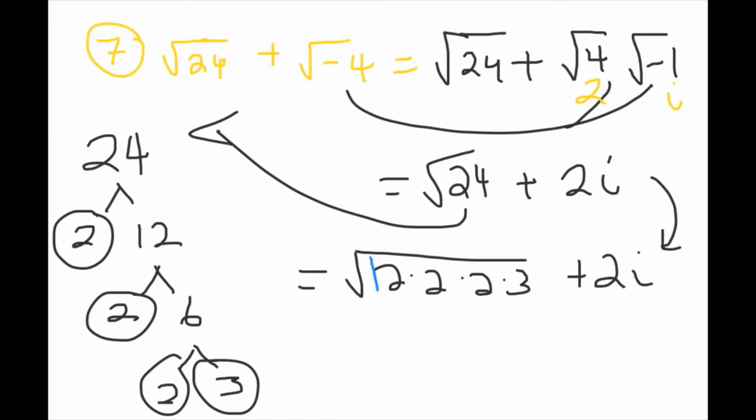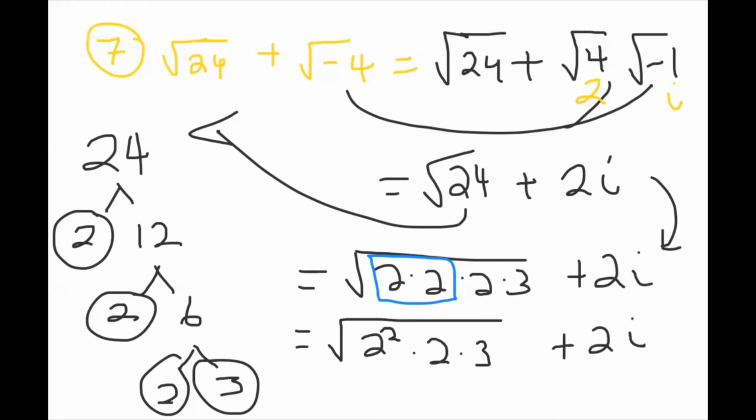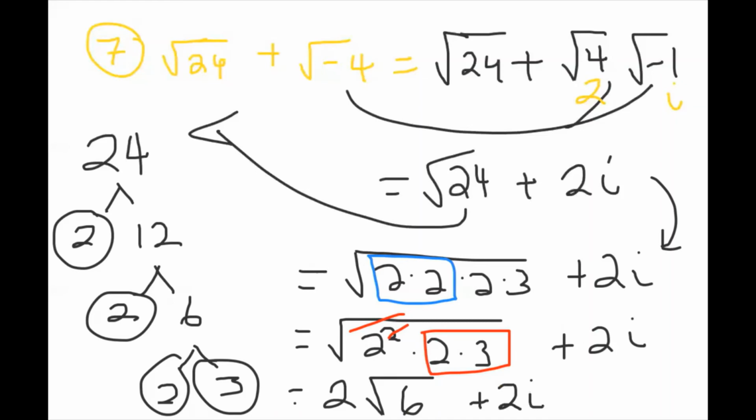I'm making pairs, since squares and square roots cancel, so I'm looking for a square pair. So I've got 2 squared times 2 times 3, plus 2i out here. The square and the square root cancel just for this 2, so I can pull a 2 out onto the outside. The other 2 and the 3 I cannot pull out, so I multiply those to get 6. 2 times 3 is 6, plus 2i. This is simplified. This is our answer.